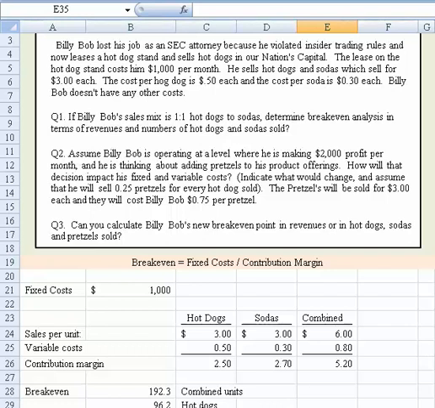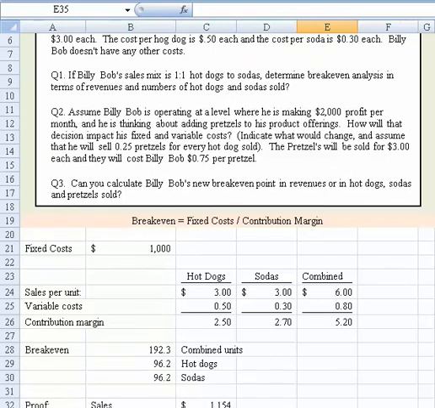And then they tell us he's adding some variable costs. So without even working the problem, I think it's clear that variable cost and contribution margin will be impacted, but fixed cost won't change. There's nothing been given that said the cost of the lease of his hot dog stand will go up. And then 3 says, can you calculate the new break-even in revenues or in hot dogs, sodas, and pretzels sold? Why don't we tackle that?